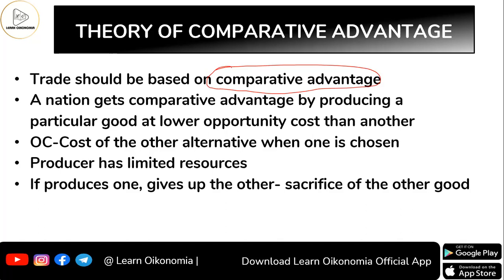So what is comparative advantage all about? When we talk about trade, we deal with at least two nations, engaging in a trade relationship with each other. Here a nation gets comparative advantage by producing a particular good at a lower opportunity cost than the other nation. By opportunity cost, we mean the next best alternative foregone.